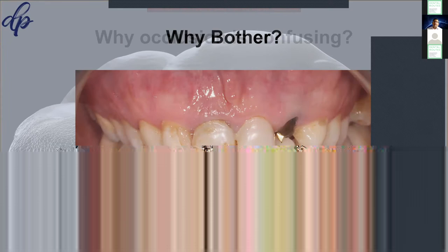Now, this case, as we discussed before, came to me because of a chipped upper left tooth, and the patient literally lost faith in that dentist because the dentist did a lot of things and it kept breaking, and they didn't know what to do else.